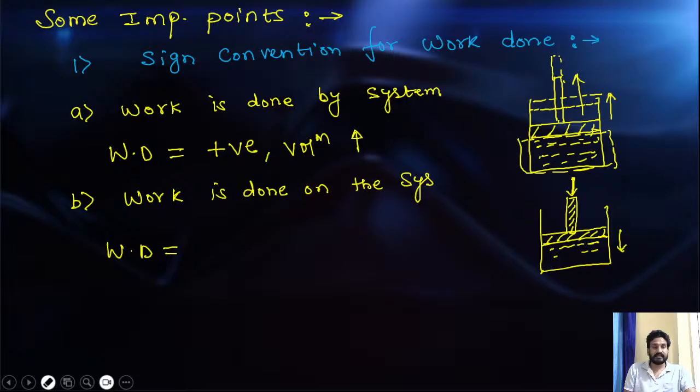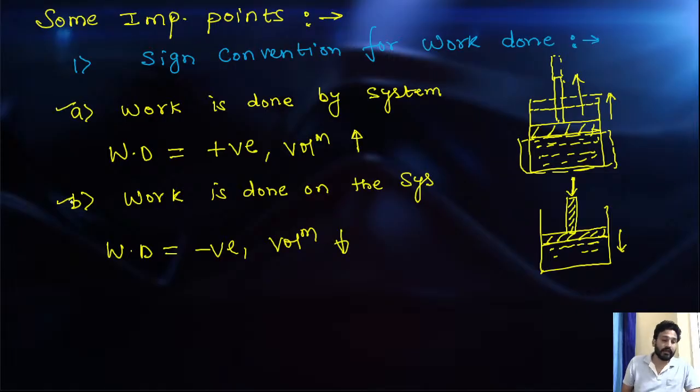Work done in this case is negative, and volume will decrease. These sign conventions are very, very important. When we go through the questions, we should remember this sign convention. According to it, we have to put work done as positive or negative. So it is very easy to remember.